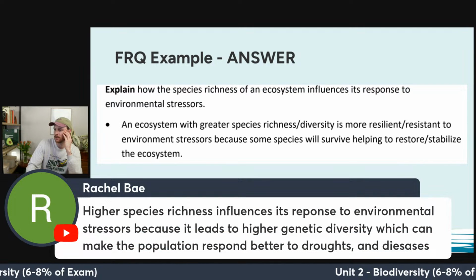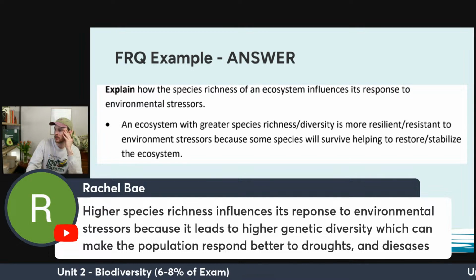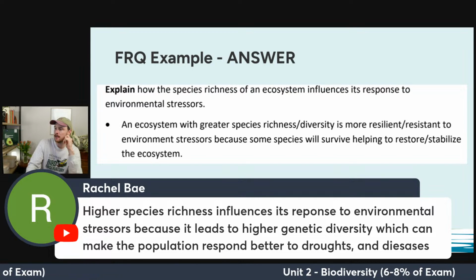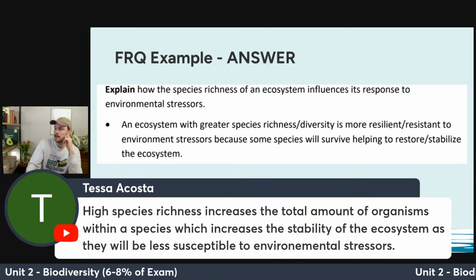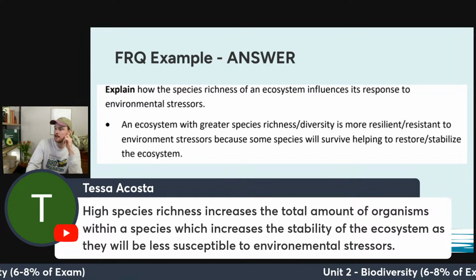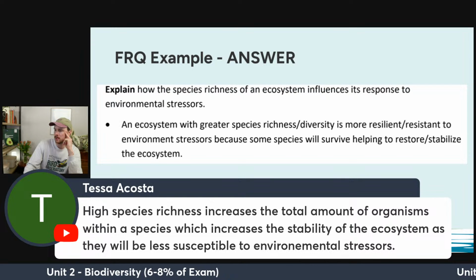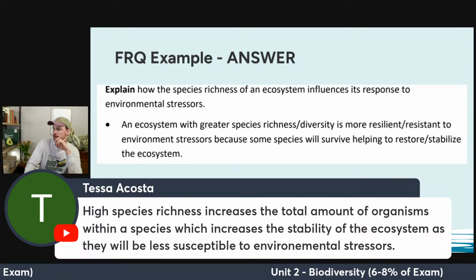Let's see how this answer does. "Higher genetic diversity, which can make the population respond better." Again, we have this word respond better, but what we're looking for is the stabilization or the restoration of the ecosystem. So that's really what's missing. "High species richness increases the total amount of organisms within a species, which increases the stability of the ecosystem as they will be less susceptible to environmental stressors." I'm not actually seeing an answer yet that I think would earn this point.